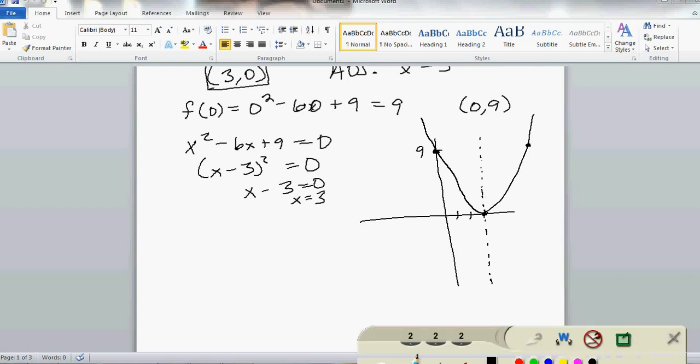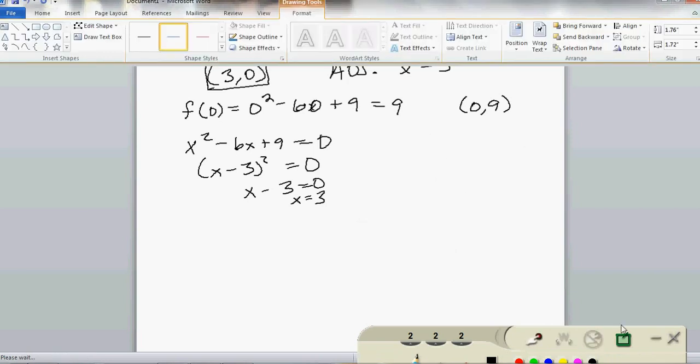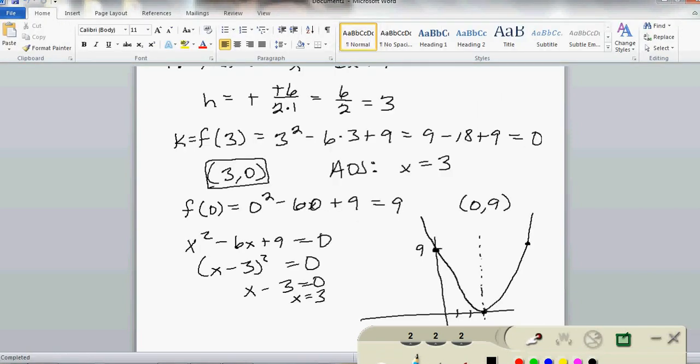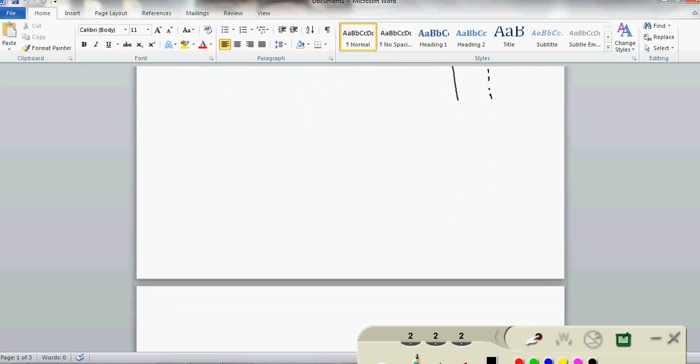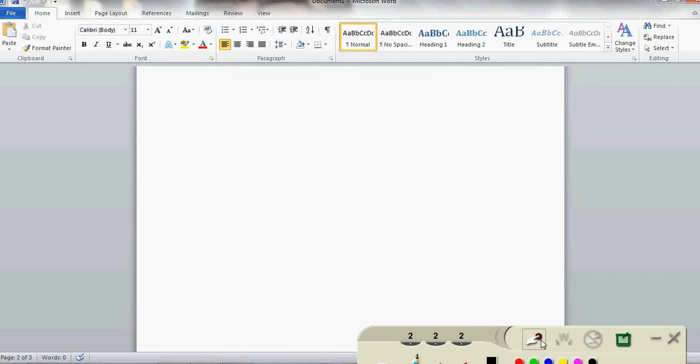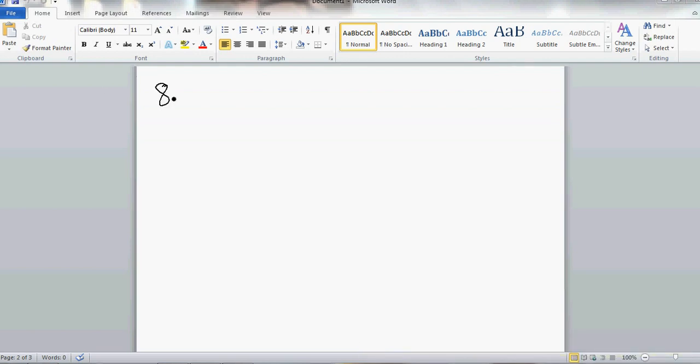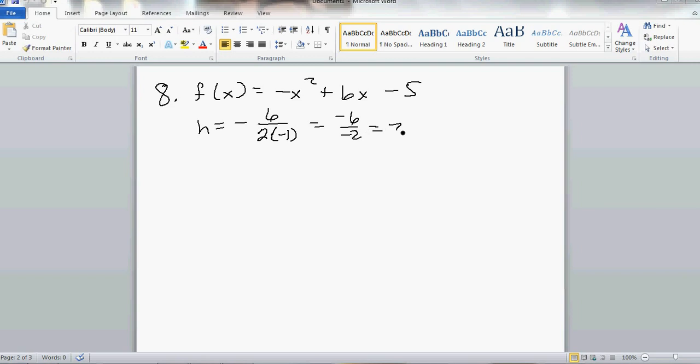So here we go with example number 8. Example number 8 is f of x equals negative x squared plus 6x minus 5. So right off the bat, h we can determine is negative b over 2a, which is negative 6 over negative 2, or 3.